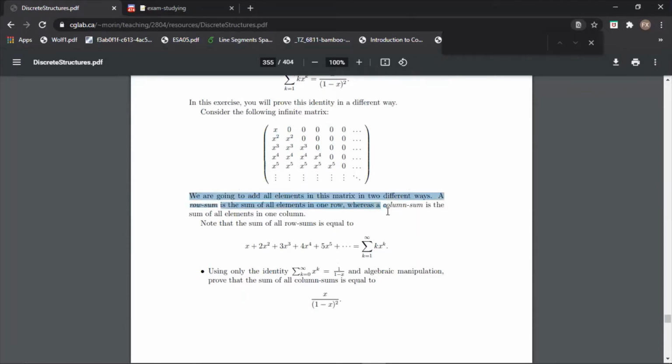So the idea of using that matrix is you're going to compute the sum of all the elements by looking at two different things: the sum of each row added with each other, and the sum of each column added to each other. And that's what you're going to look at.